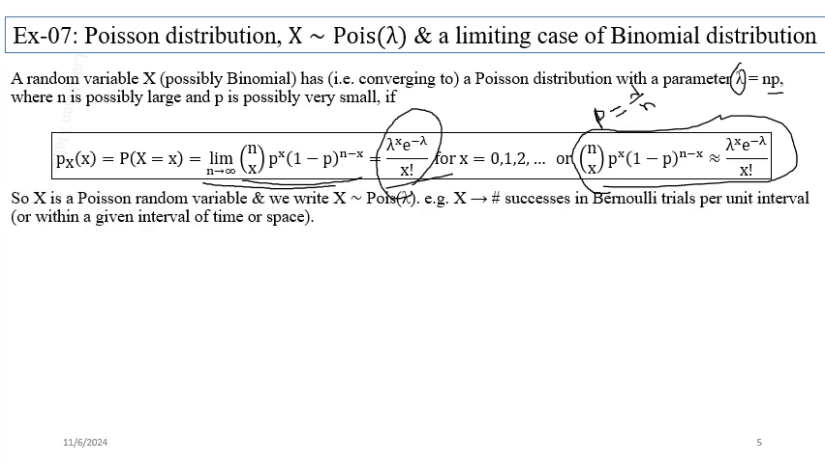Okay. So here X is a Poisson random variable, and we can write it in notation: X is distributed as Poisson with parameter lambda. Lambda is equal to n times p. It is one kind of average, actually, and it is very much related to what we computed last. And X is a random variable counting the number of successes in Bernoulli trials per unit interval.